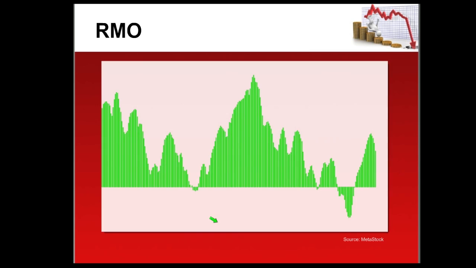Let's get this one up. Okay. So the RMO itself is this very brightly colored histogram, and what's really nice about this system is there's absolutely no subjective interpretation required. We're not going to look at the shape or the curve or any aspect of the histogram except for one. That aspect is what I highlighted here with this red horizontal line, the zero line. If the RMO is above the zero line, then we are in a bullish primary trend. And if it's below the zero line, we are in a bearish primary trend.